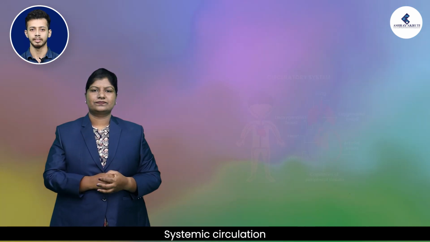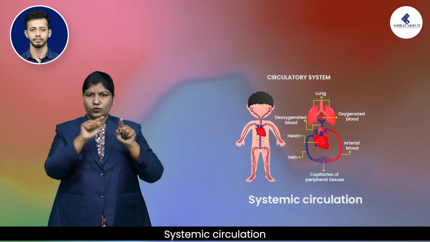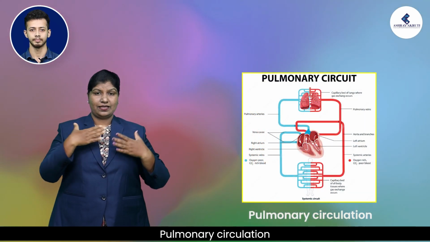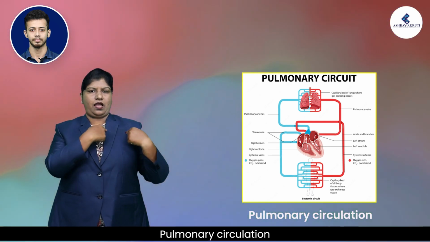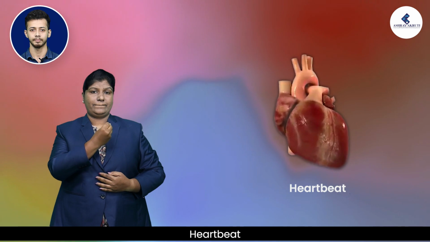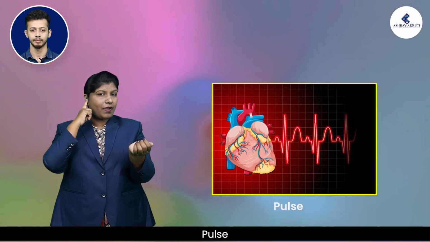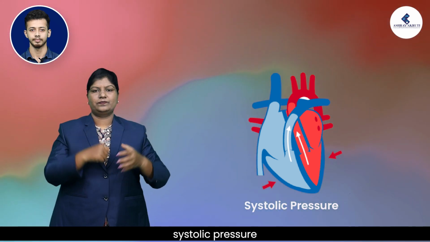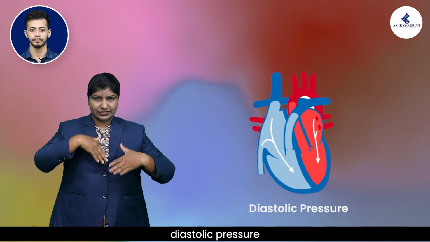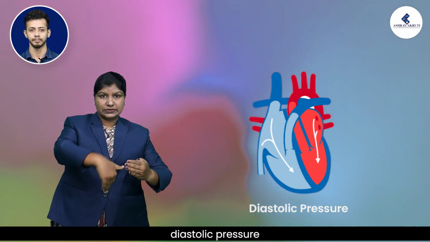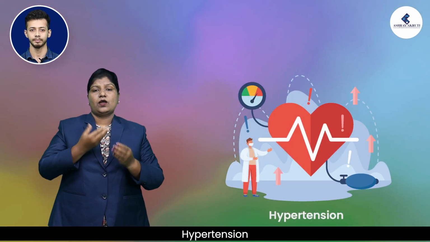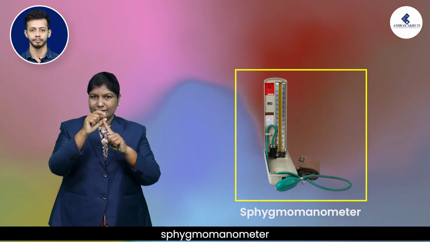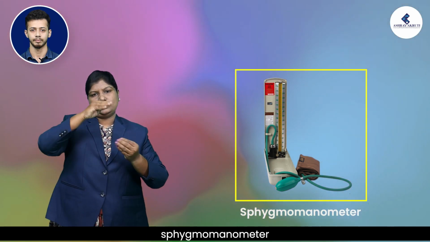Keywords: systemic circulation, pulmonary circulation, heartbeat, pulse, systolic pressure, diastolic pressure, hypertension, sphygmomanometer, and lymph.